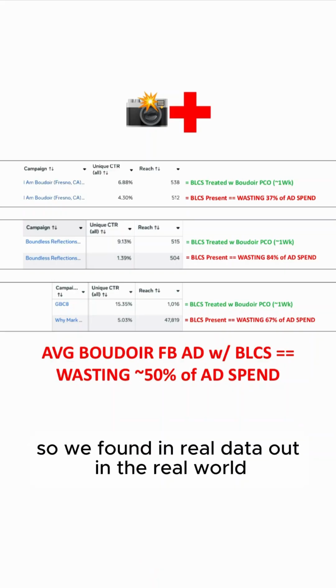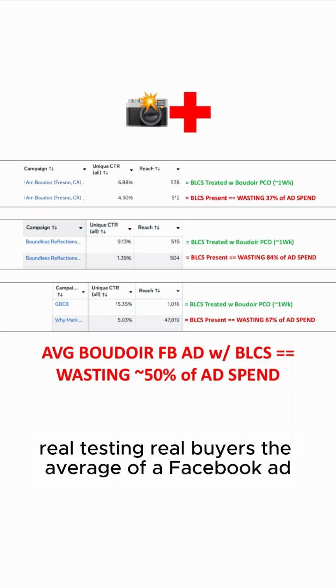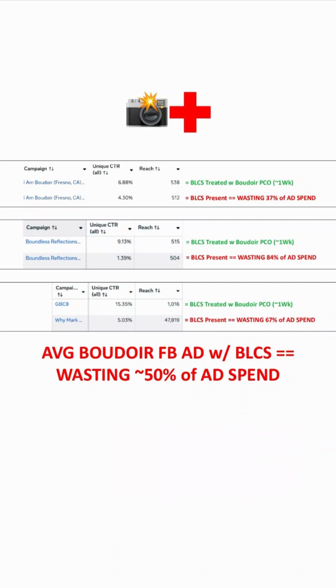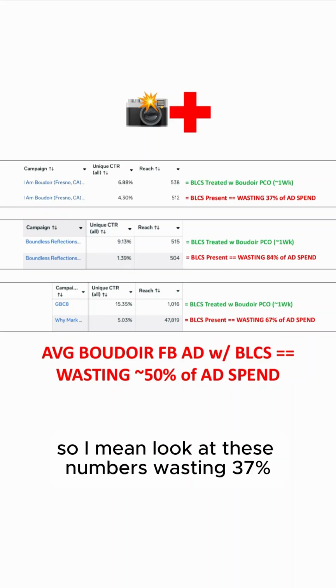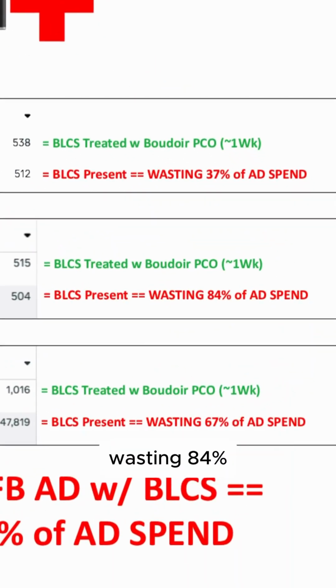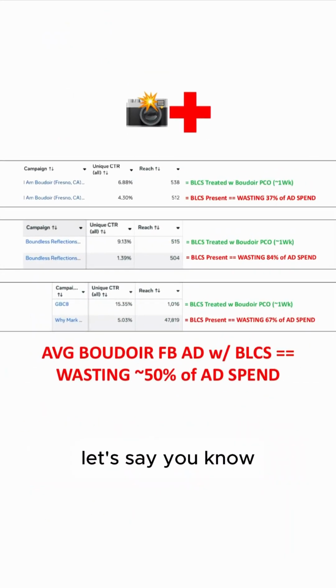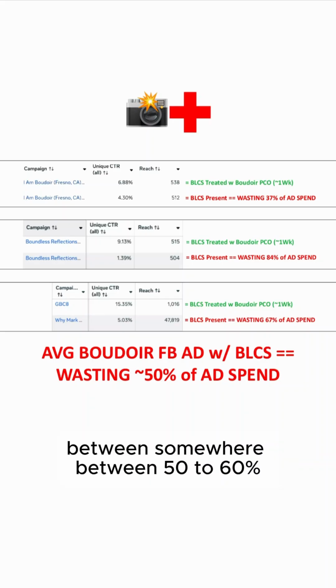So we found in real data, out in the real world, real testing, real buyers, the average Boudoir Facebook ad with BLCS is wasting approximately 50% of ad spend. So, I mean, look at these numbers: wasting 37%, wasting 84%, wasting 67%. Average those up. The average will probably be somewhere between 50 to 60%.